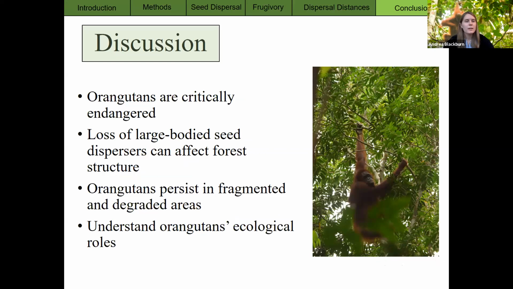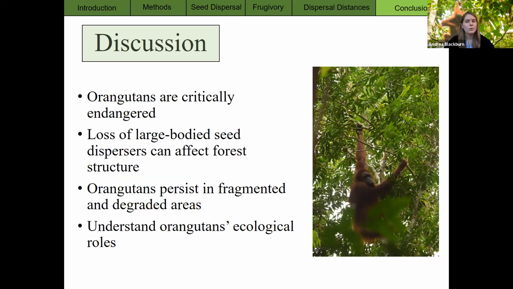So finally, orangutans are critically endangered, and Indonesia is losing forested areas at a faster rate than anywhere else on the globe. We know from previous studies that the loss of large-bodied seed-dispersing frugivores can affect forest structure. It decreases dispersal distances, decreasing seed recruitment, and increases seed predation rates. Seed dispersal is essential to preserving habitats and biodiversity.